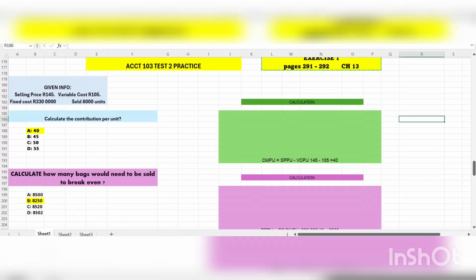And just to clear up something, your selling price per unit is the same thing as your selling price. They're either going to ask you for your total sales value, which is your selling price times the units you sold, or they're just going to ask you for your selling price per unit. So if they just say selling price, you just know it's per unit, or if they mention sales, you know it's the total. Okay, let's move on.